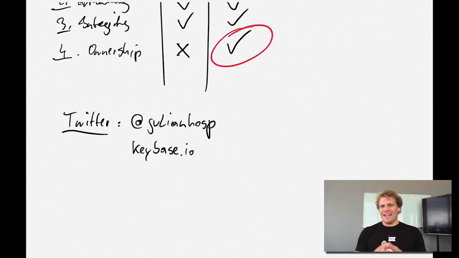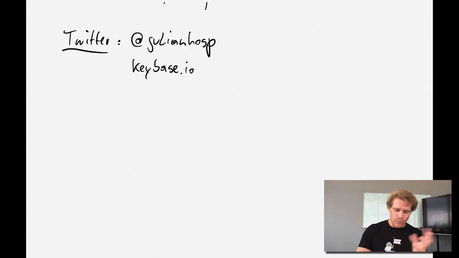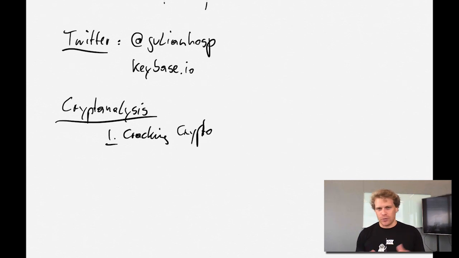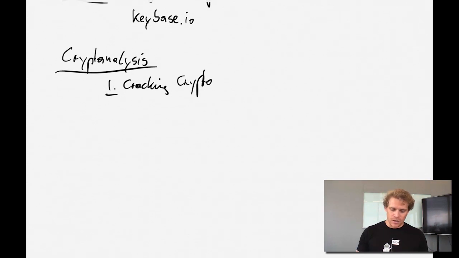Now, before we dive in and look at how these schemes work, let's first ask ourselves about cryptanalysis. How could this stuff get hacked? The very first way is simply by cracking the cryptography. This is something we discussed for all the individual cryptographic algorithms, RSA, Diffie-Hellman, and elliptic curves, in the videos before. So just refer back to those. This is quite straightforward.